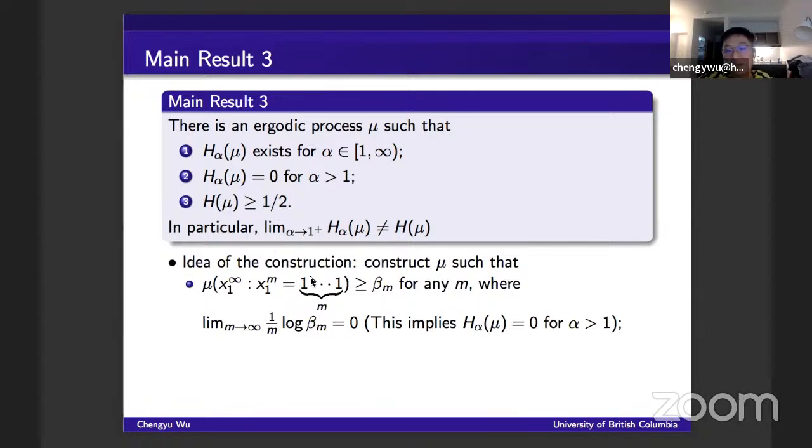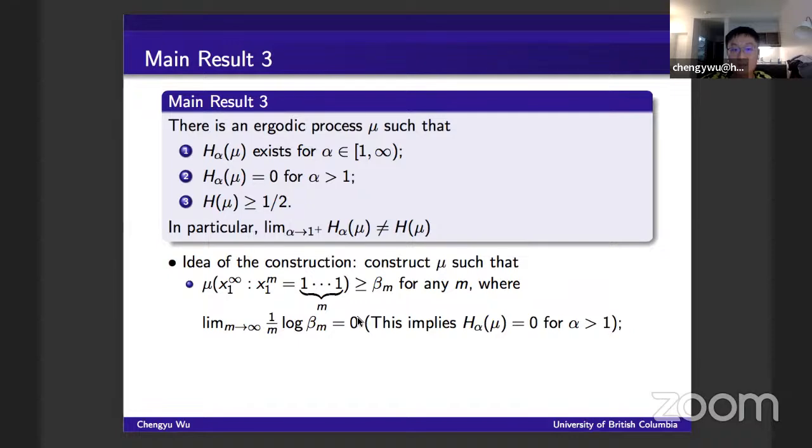Okay, so our idea of the construction is that properties 2 and 3 are the two most important properties we want to have for our process. For the first one, if we want to show that the radial entropy rate equals 0, basically we want some realization sequence to have a probability approximately larger than exponential, in the sense that the probability of the sequence is bigger than or equal to some beta of m, and if you take the log of this beta of m and normalize it by 1/m, it equals 0. So it goes to 0 relatively faster than an exponential convergence rate. And this will imply that H alpha of mu equals 0.